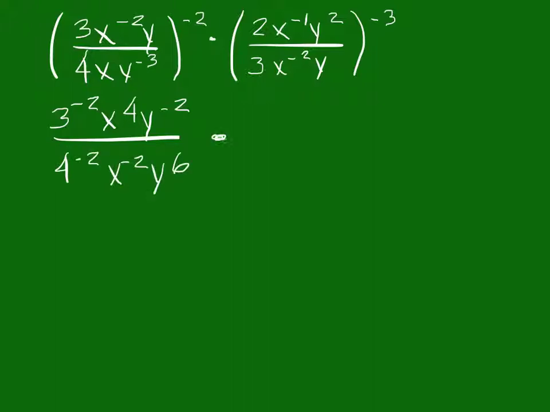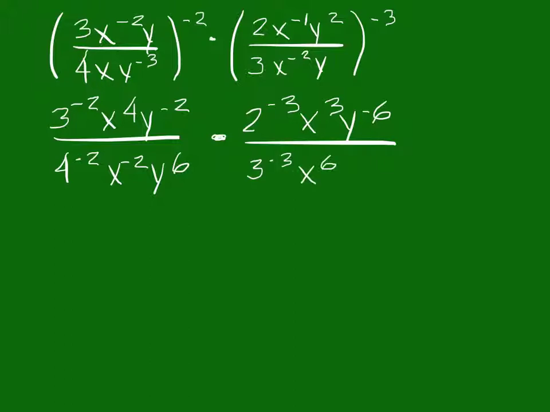Then on the right-hand side, you'll have 2 to the negative 3rd, x to the 3rd, y to the negative 6th, over 3 to the negative 3rd, x to the 6th, and then y to the negative 3rd. You have to go back through and simplify the negative exponents.